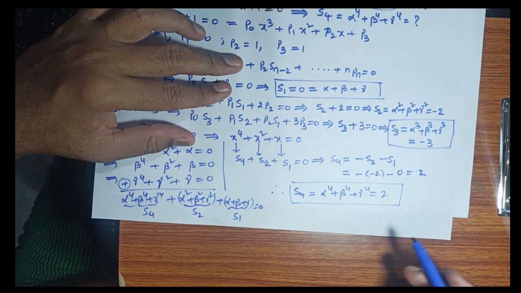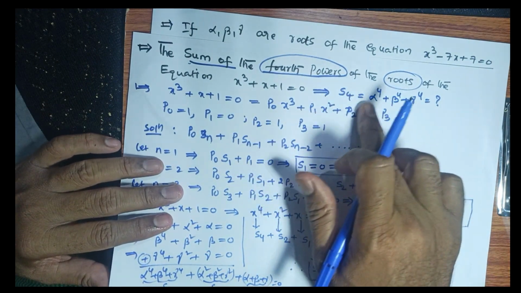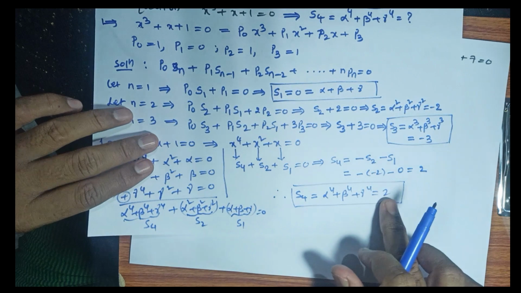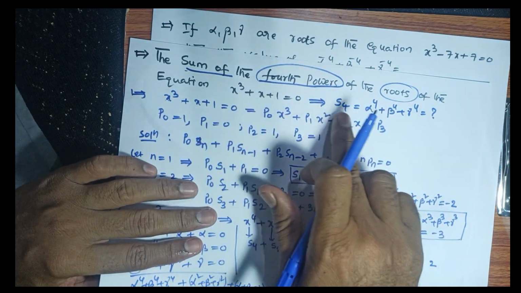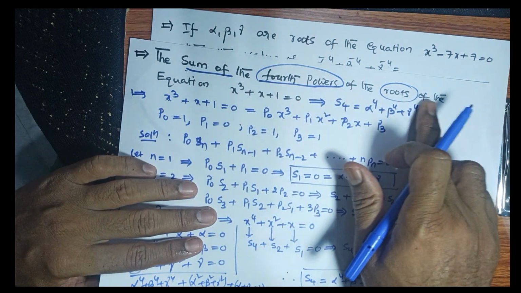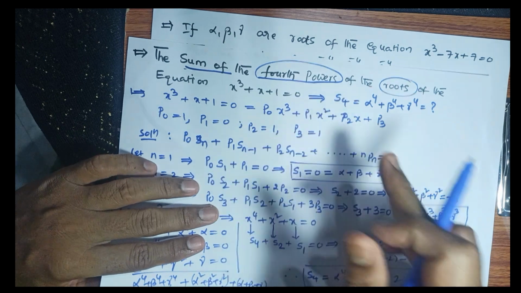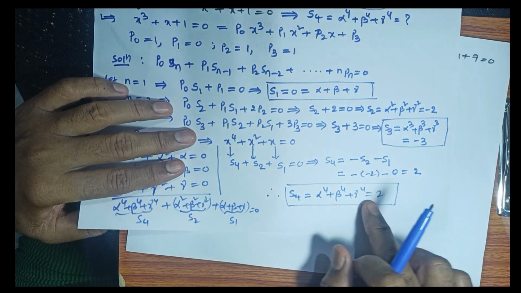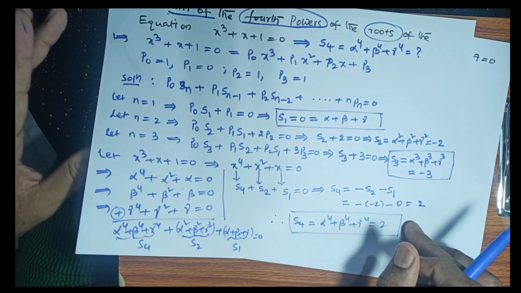So this is the answer for this required question. For this question, S4 answer is 2. For this given question, the sum of the fourth powers of the roots of the equation x cube plus x plus 1 is equal to 0, the answer is 2. Now we can solve it in this way.